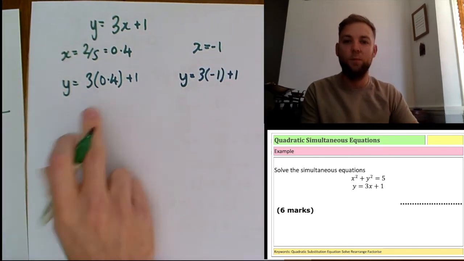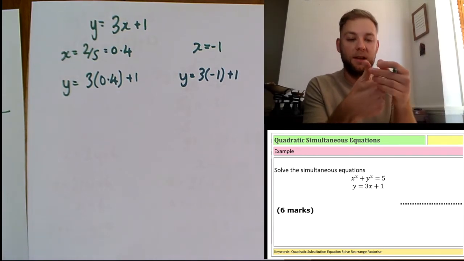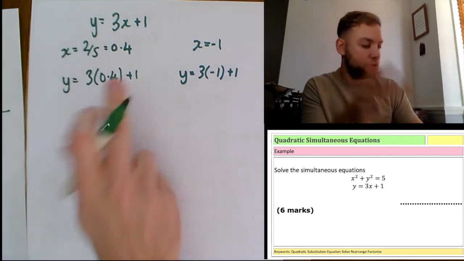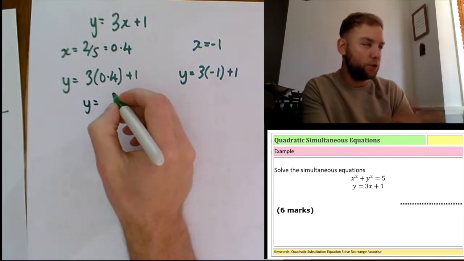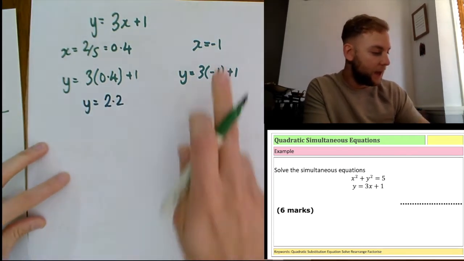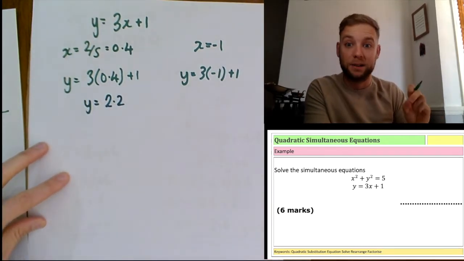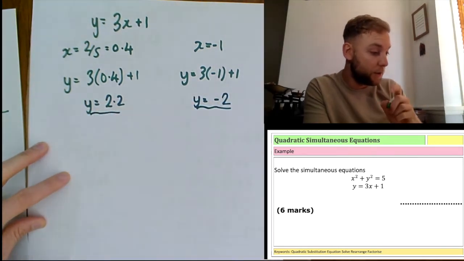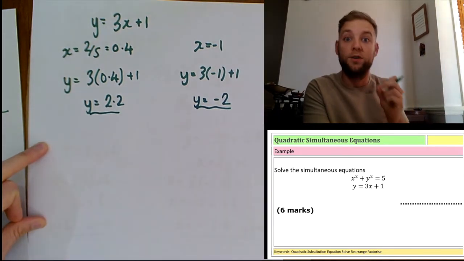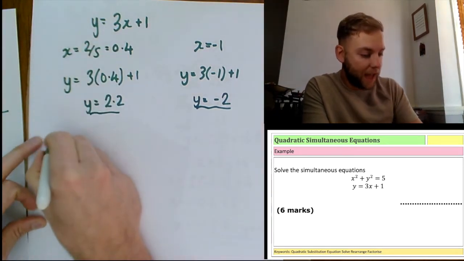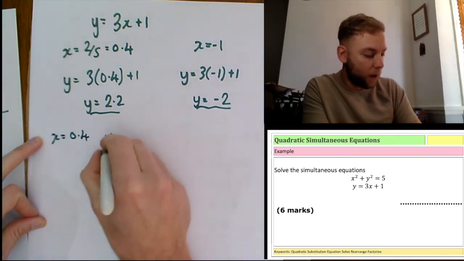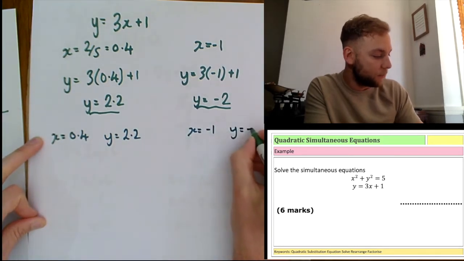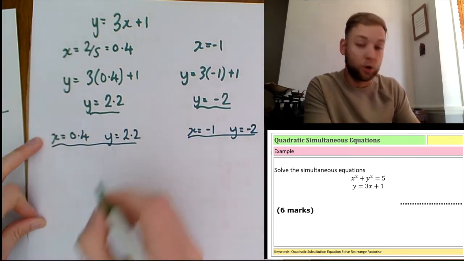So 3 times by 0.4 is going to be 0.4, 0.8, 1.2. So it's going to be 1.2 plus 1. So y is equal to 1.2 plus 1 is equal to 2.2. And this one, 3 times minus 1 is minus 3, plus the 1 is equal to y is equal to minus 2. Super. So I've got my two crossing points. Remember to write those down. I've got x is equal to 0.4 when y is equal to 2.2, and x is equal to minus 1 when y is equal to minus 2. And these are our two crossing points.